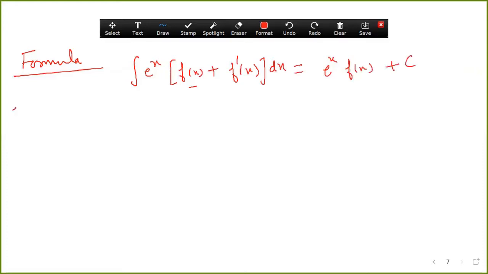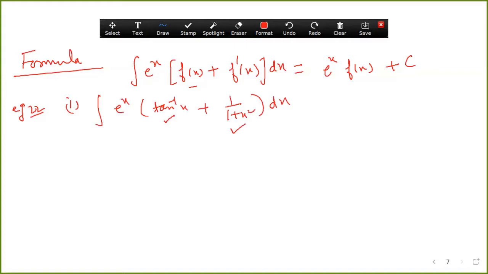Now here is the example given, example number 22. The question, first part, is e to the power x into tangent inverse x plus 1 upon 1 plus x square. Now you can see here, this is the function and its derivative is 1 upon 1 plus x square. So you can write the answer directly: e to the power x, and what is the function? That is tangent inverse x, plus constant. This is the answer directly, applying the formula given above.